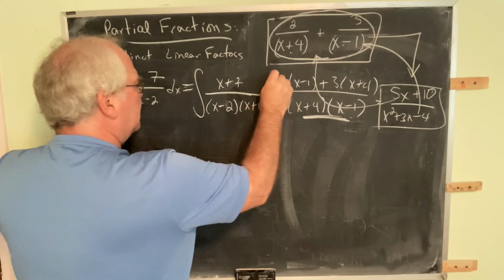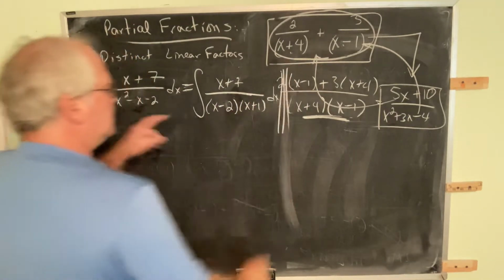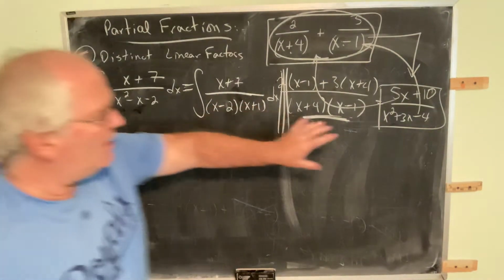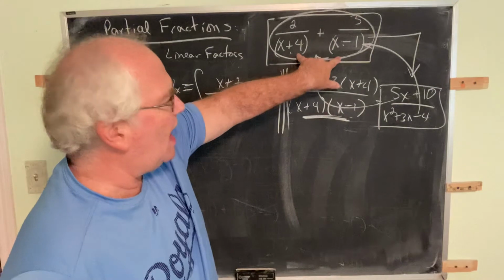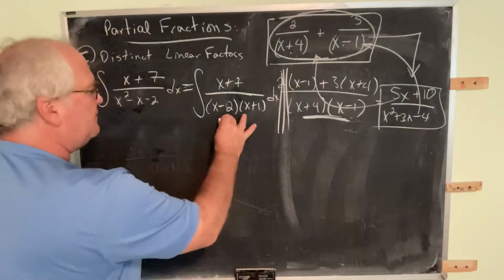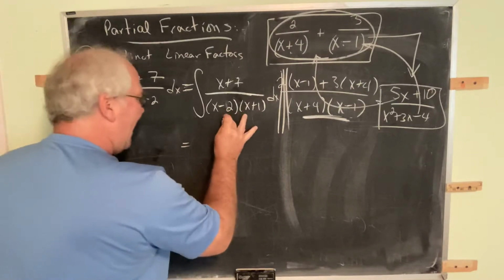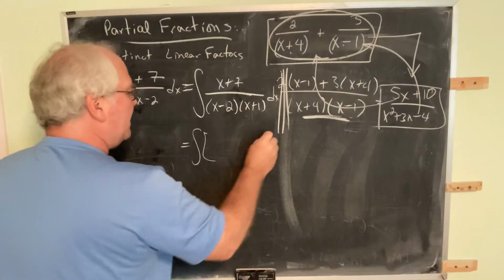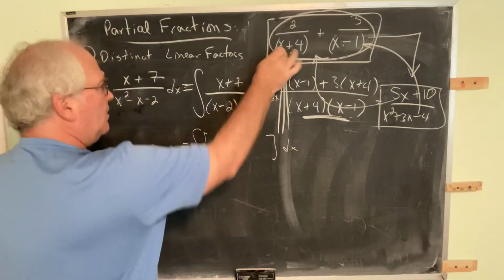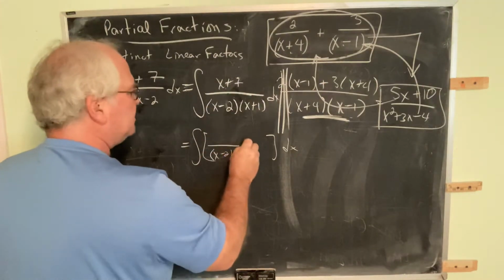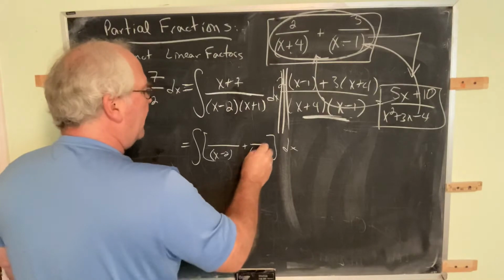Again, the order doesn't matter. I'm just going to put the x minus 2 first. But the point is this. See how each of these factors becomes the denominator of one of these fractions. Each of these factors becomes the denominator for the two fractions. So there's going to be an x minus 2, and there's going to be an x plus 1.